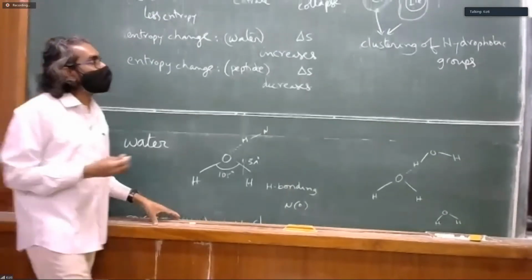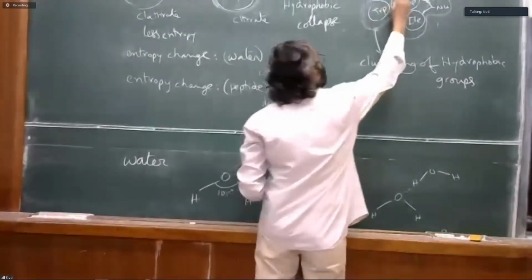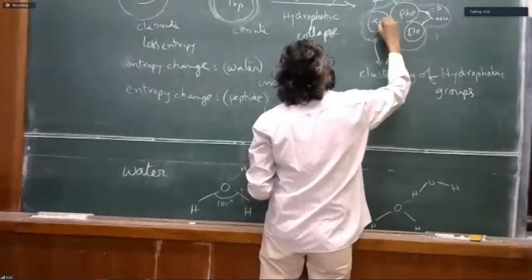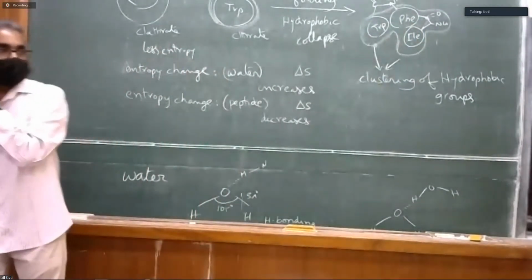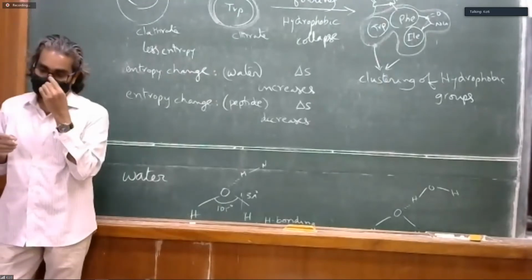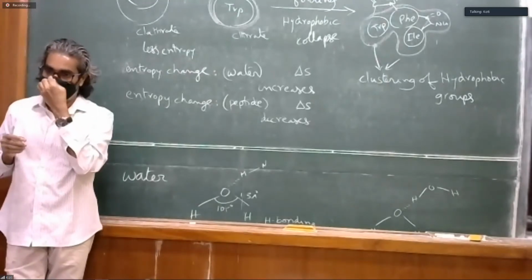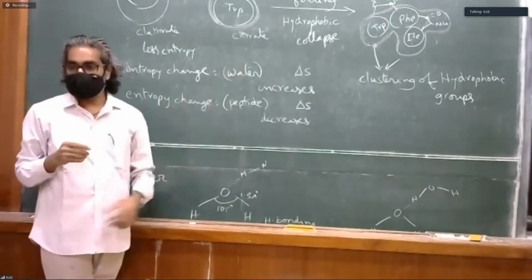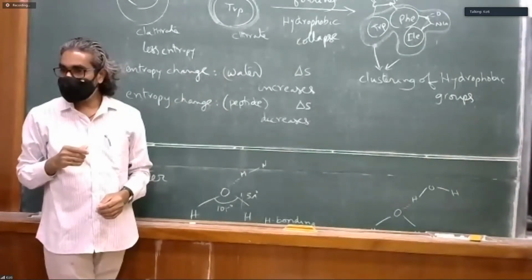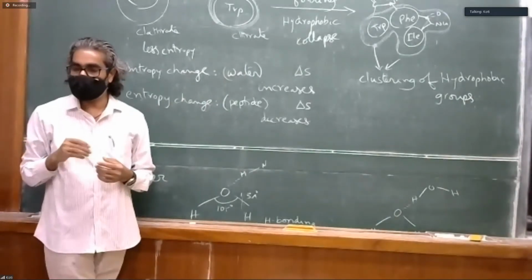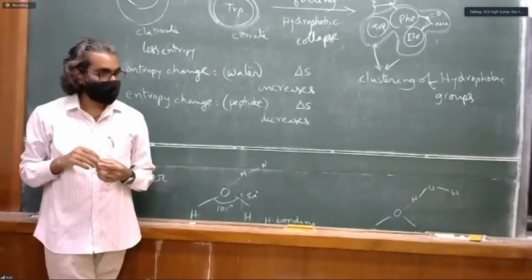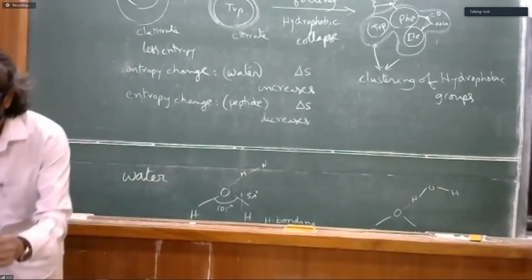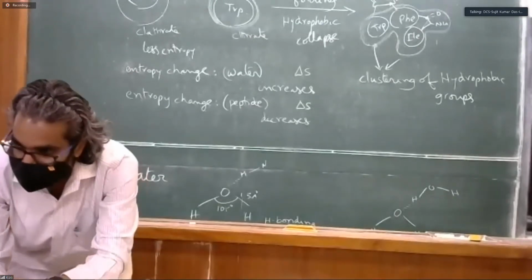The interactions between the side chains, which we discussed: ionic, dipole, dipole-induced dipole. What kind of interactions are there, for example, between tryptophan, phenylalanine, and isoleucine? So Van der Waals types of interactions can be there.